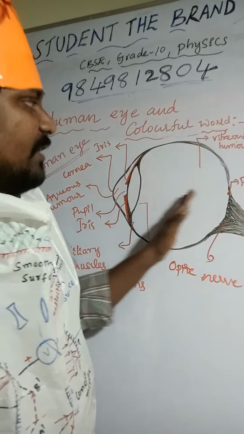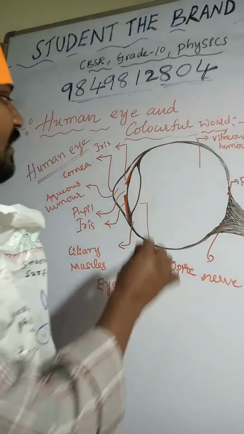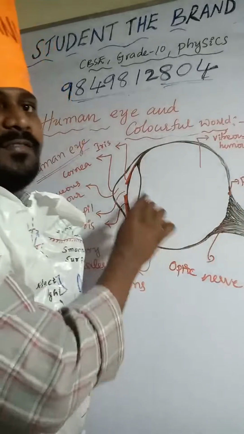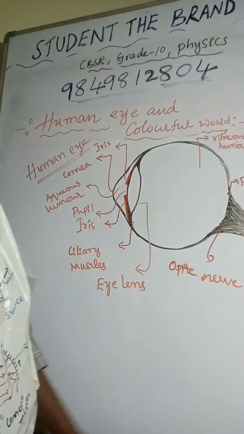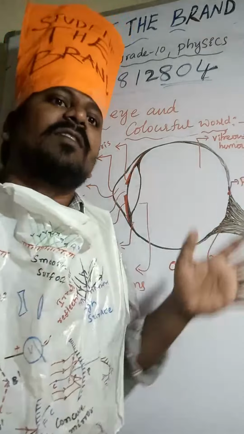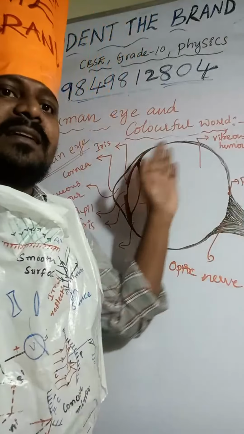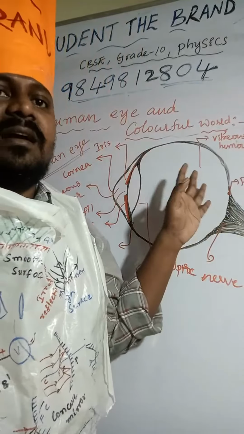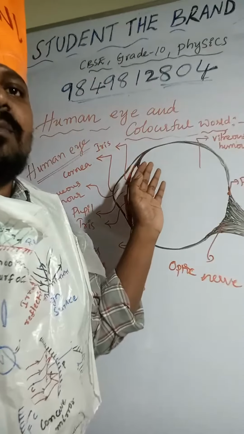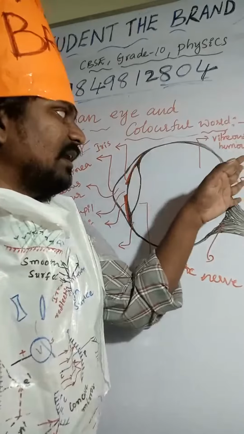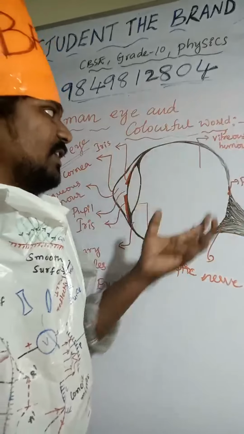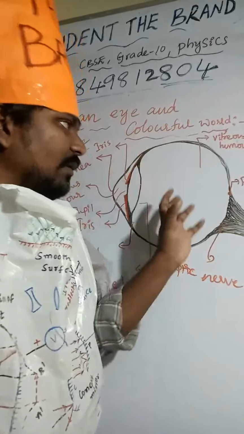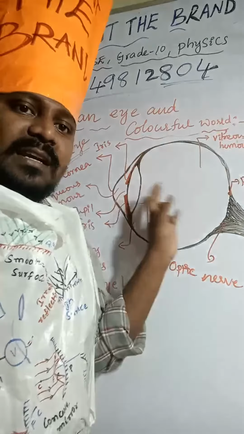And coming to the vitreous humor, this entire portion between lens and retina is filled with vitreous humor. Vitreous humor is a jelly type liquid present between eye lens and retina. It is a transparent liquid. It provides sufficient force and pressure to the eye, so that its shape can be maintained.